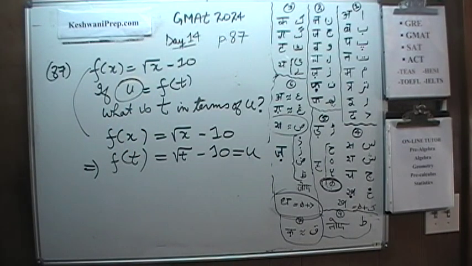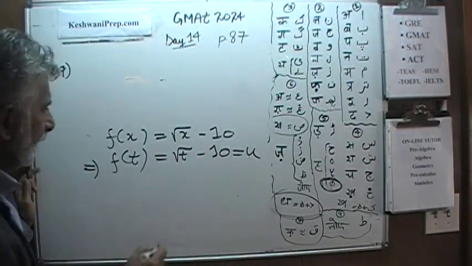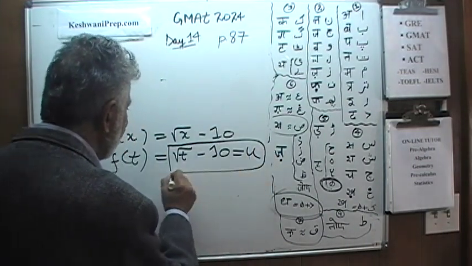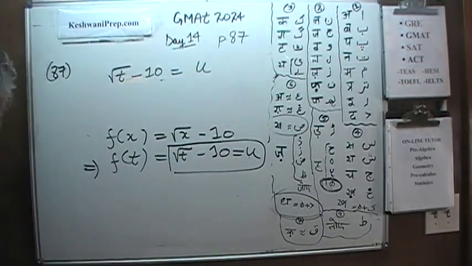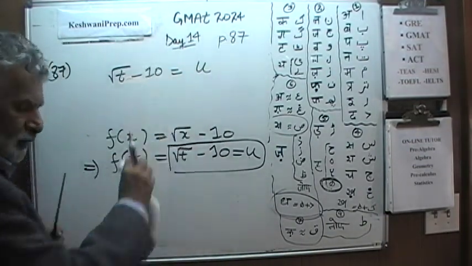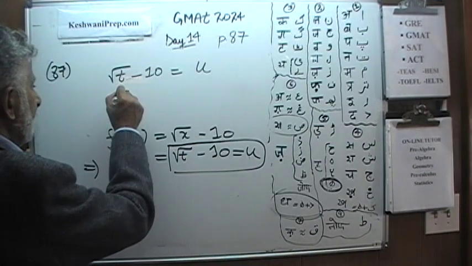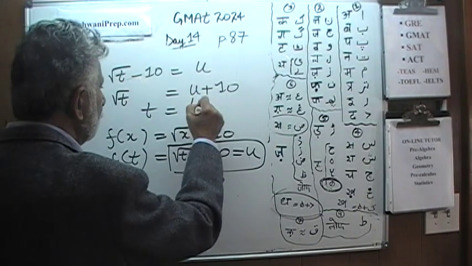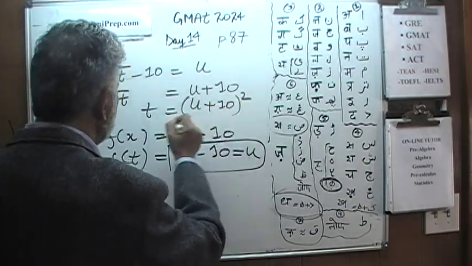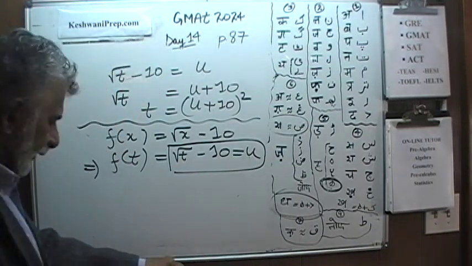All they are asking here is for us to take this equation, root t minus 10 equals u, and solve for t, because that was the question. The question was, what is t in terms of u? Let's solve it. So root of t must equal u plus 10, and therefore t must equal u plus 10 whole squared. That's all there was. That was question number 87.